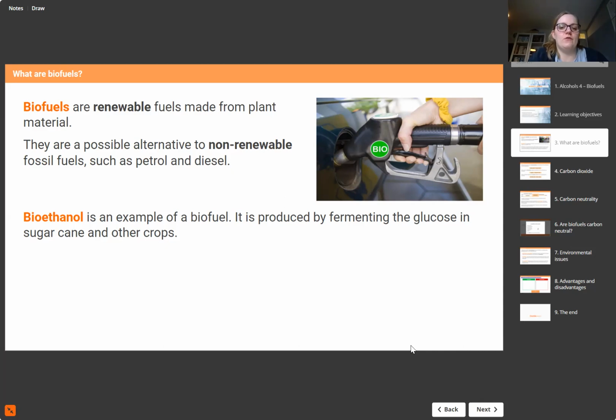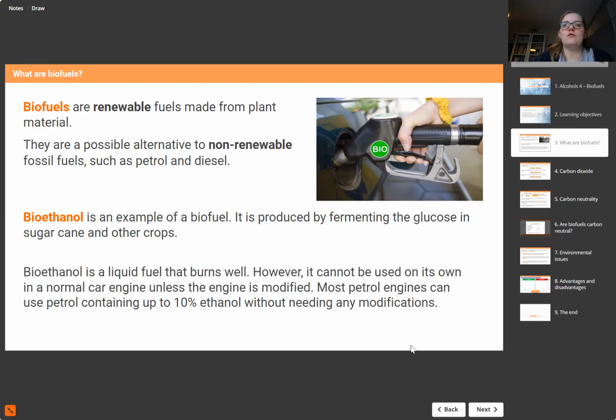An example of a biofuel is bioethanol. It's produced by fermenting the glucose in sugarcane and other crops and basically making an alcohol. It's a liquid fuel that burns really well in a similar way to petrol and diesel. However, it can't be used on its own in a normal car engine unless the engine is modified. Most petrol engines can use petrol containing up to 10% ethanol without needing any modifications. So rather than fuels at petrol stations being pure biofuel, they'll sometimes mix them. And that's what you get now.